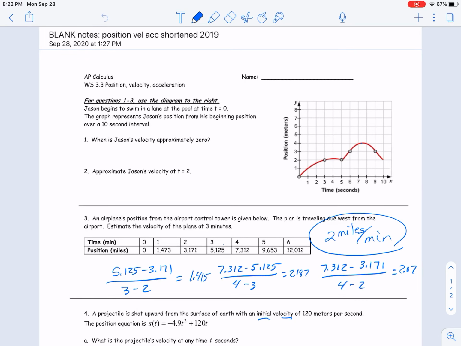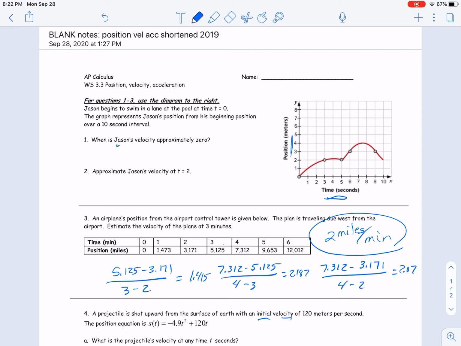Today's lesson is about differentiability and a little repeat on position, velocity, and acceleration. This is the first worksheet that we're looking at. It gives you a graph of position versus time, which we haven't really looked at.